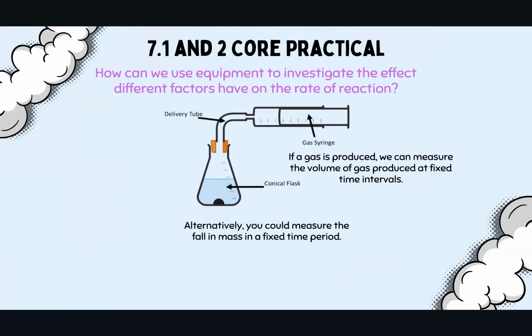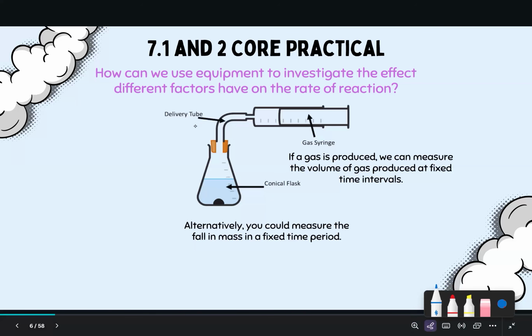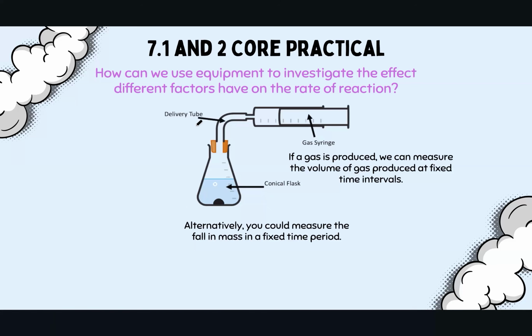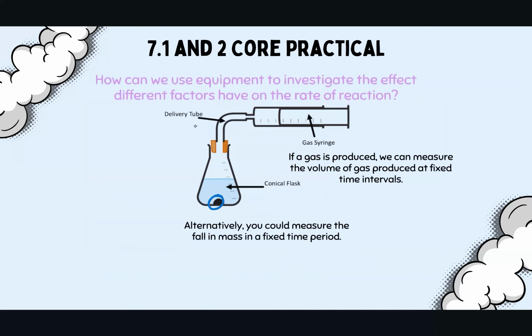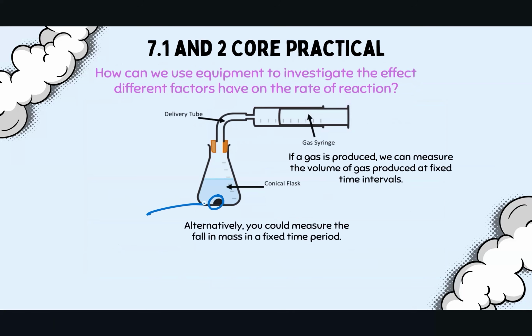So 7.1 and 7.2 are linked to the core practical and all the different practicals that we can do and how we can use different types of equipment to investigate the effect different factors have on the rate of reaction. So as you can see in this diagram, if you get some metal and, for example, add it to an acid, it will release hydrogen gas. The hydrogen gas will diffuse away, and that can then be collected in this syringe.